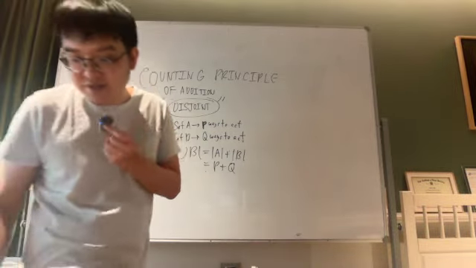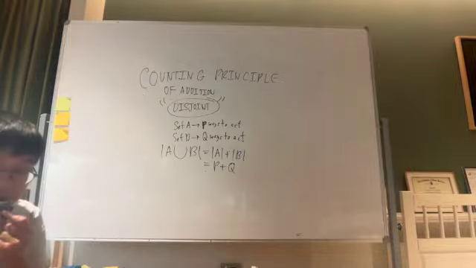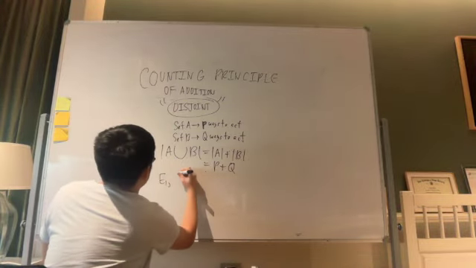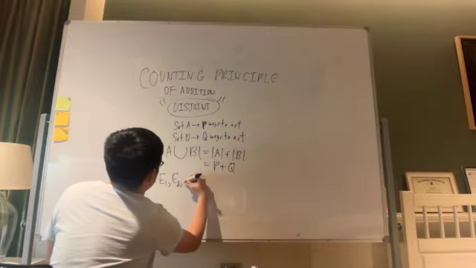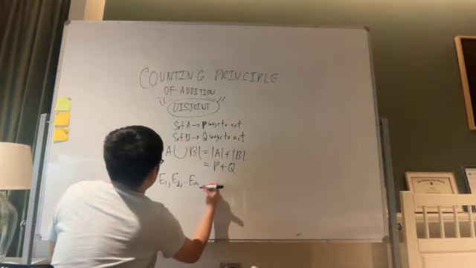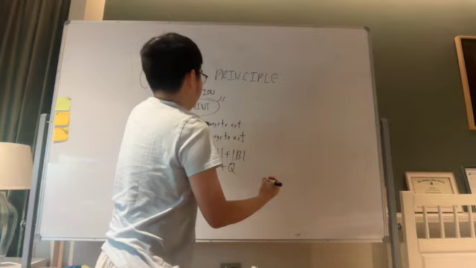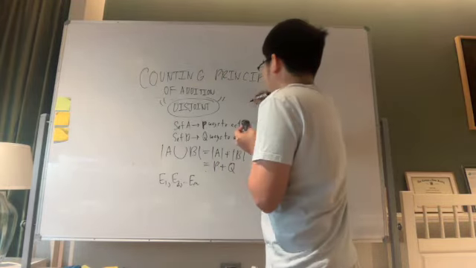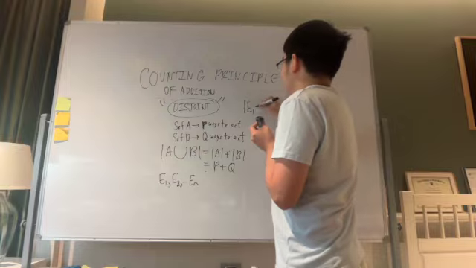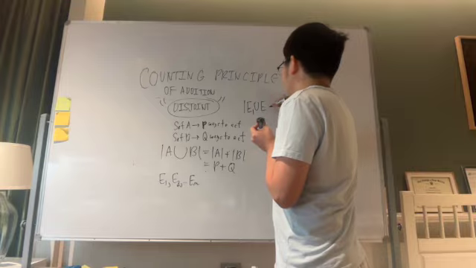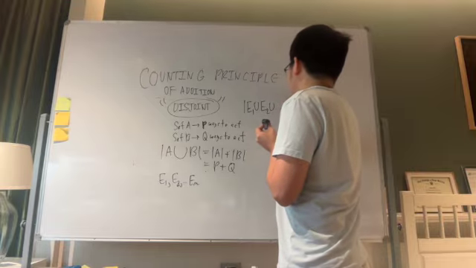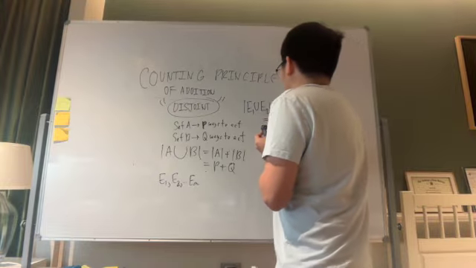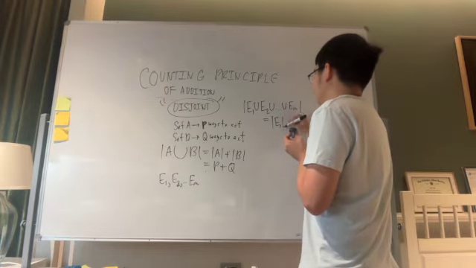And we can generalize this for n countable events again, which are disjoint. So E1, E2, ..., En, same thing as before. And you just get the union of E1 through En, and that's just like all of the sets being added together.